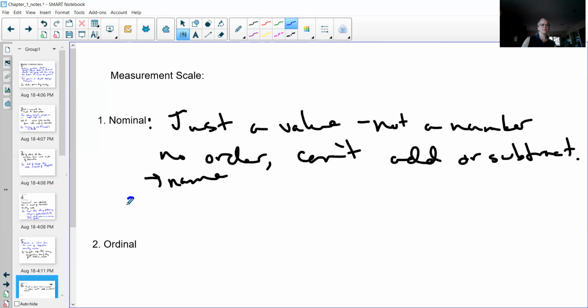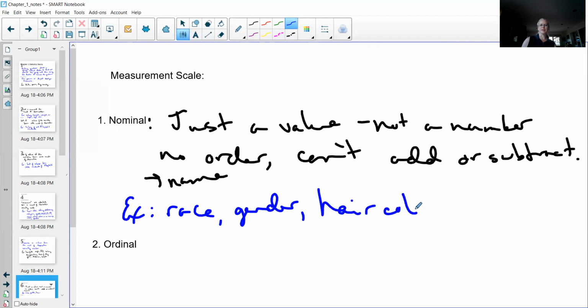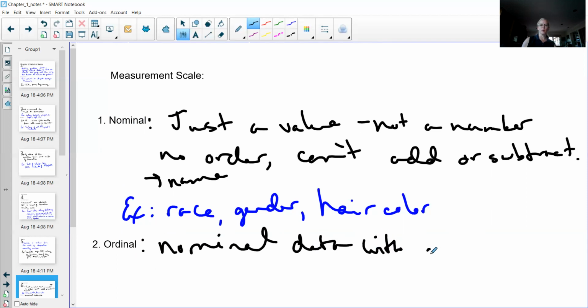Some examples of these are things like race, gender, your hair color. They're just attributes of people. There's nothing more to it. It's just there. The next one up, and the reason I say next one up is because ordinal is actually nominal with an added thing. So these are basically nominal data with order involved, or with order being important or being used.